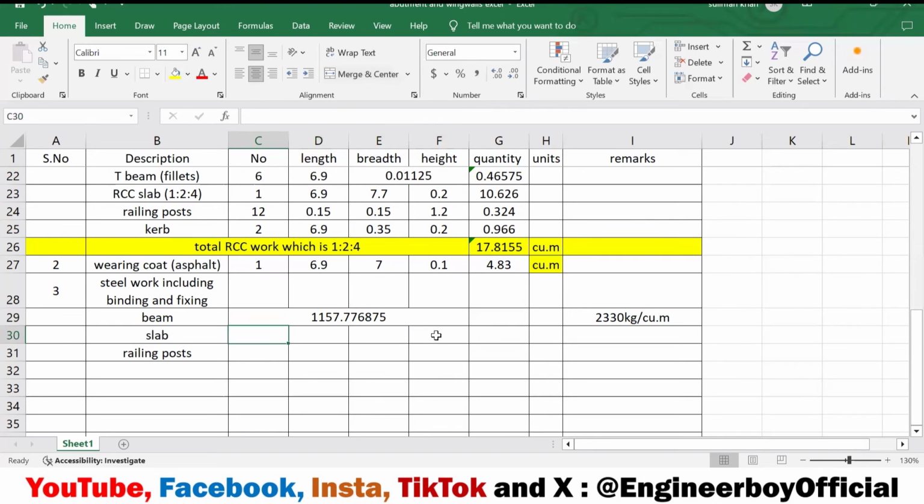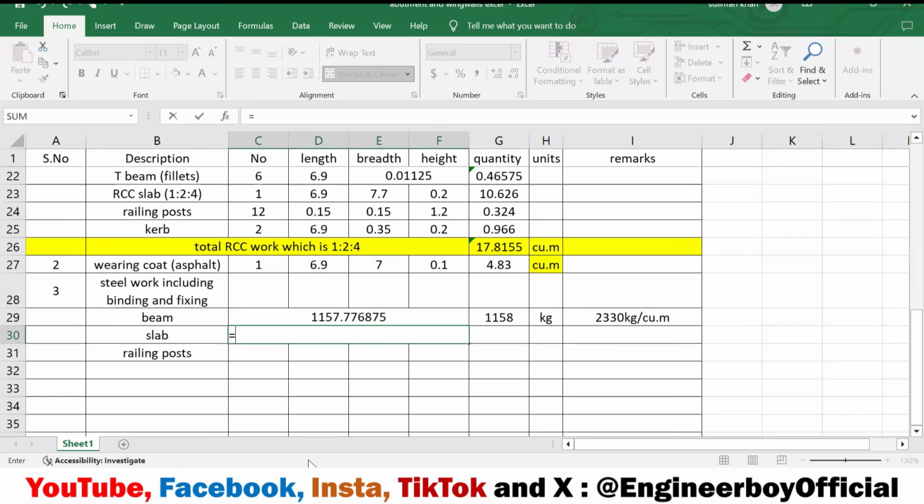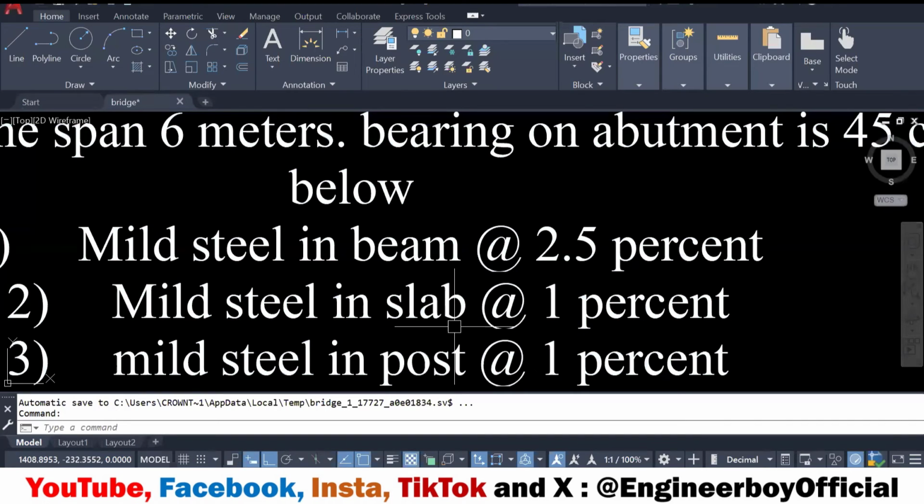Now in the slab, I can even put that quantity over here, and maybe you can say 58, in kgs. Now for the slab, that is only 1%, I think. Let me just confirm that. As you can see, for the slab, the mild steel is only 1%. What do you mean by 1%? It is actually 0.01. That's 1% only.